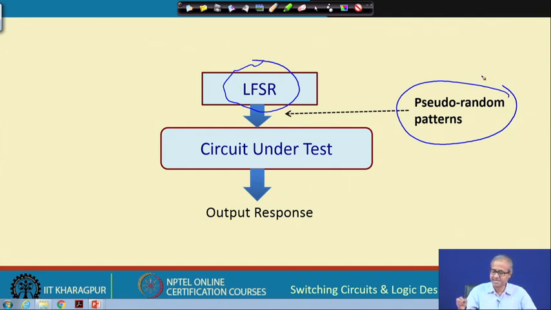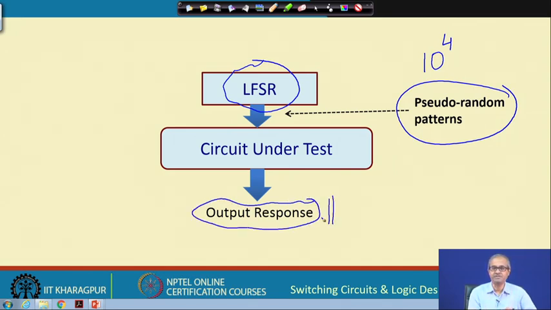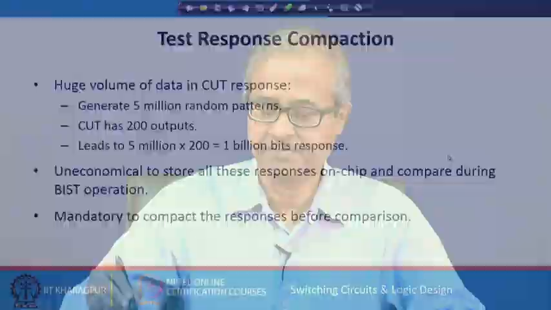Now, let us say we are applying 10 to the power 4 or 10,000 such patterns. So, at the output of this circuit we will be getting 10,000 circuit output responses. What do we do with these responses? How do you take a decision whether this is good or bad? This is the question we are trying to answer now. Okay? Let us see.